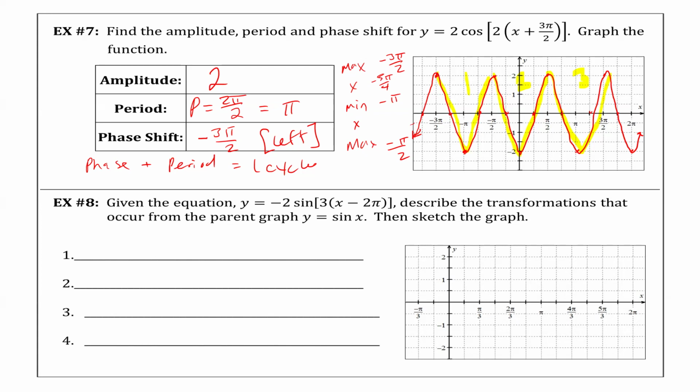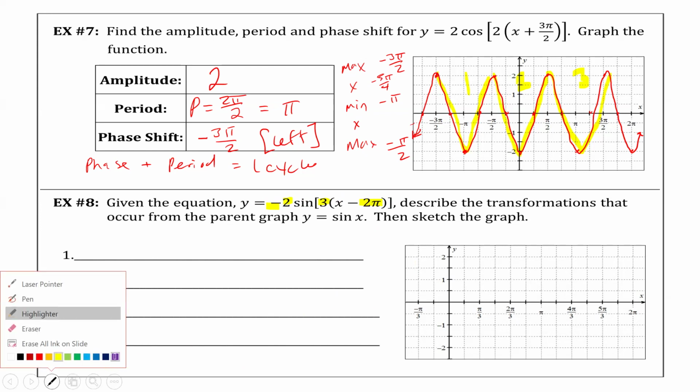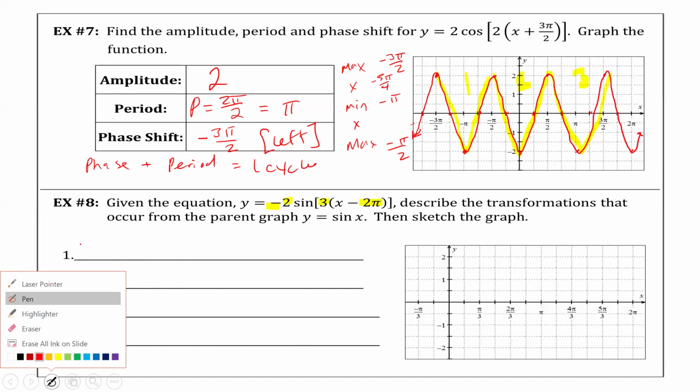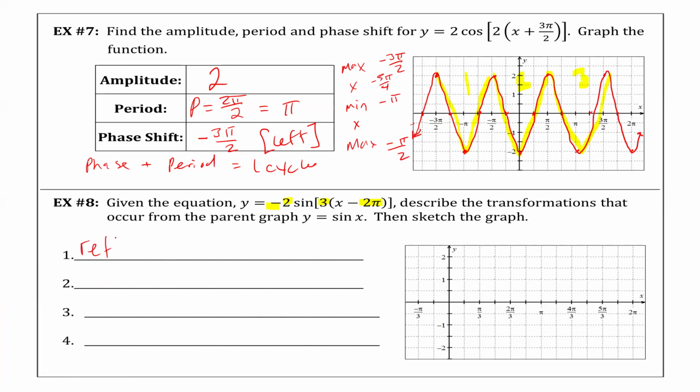Okay. The other thing that I want to make sure is that you're able to describe the transformations in words. What is taking place based on the given function. So on example number 8, we have 1 effect, 2 effects, 3 effects, and 4 effects. And we're going to need to describe what each one is doing. So I like to do it from left to right. So from left to right, what is taking place? Perfect. First thing we have is a reflection over the x-axis.